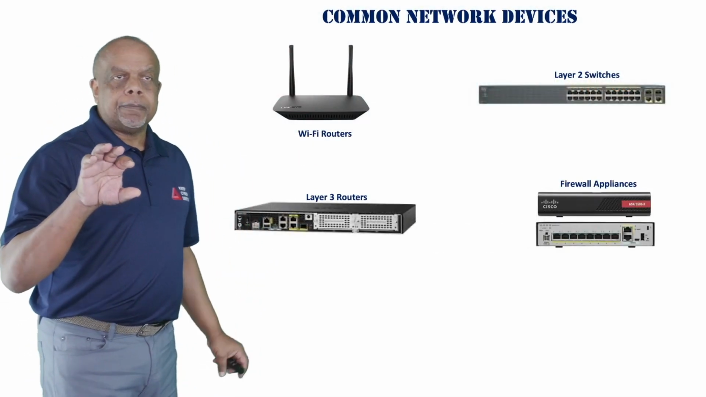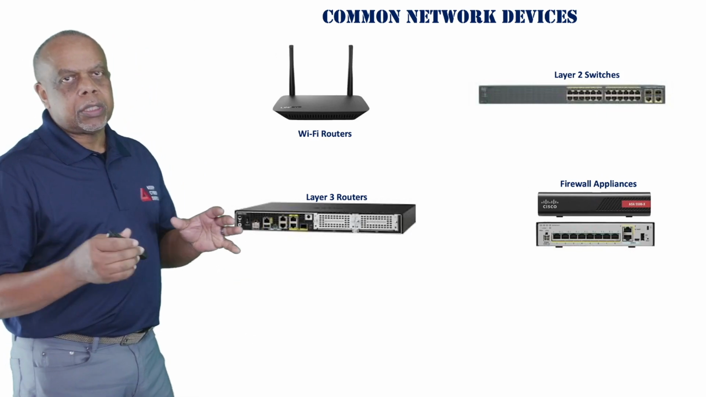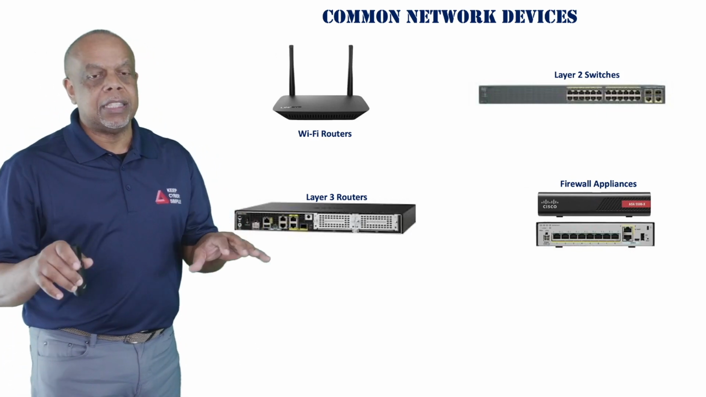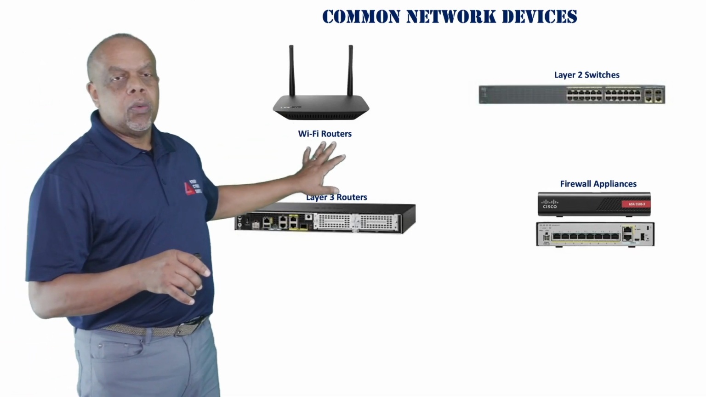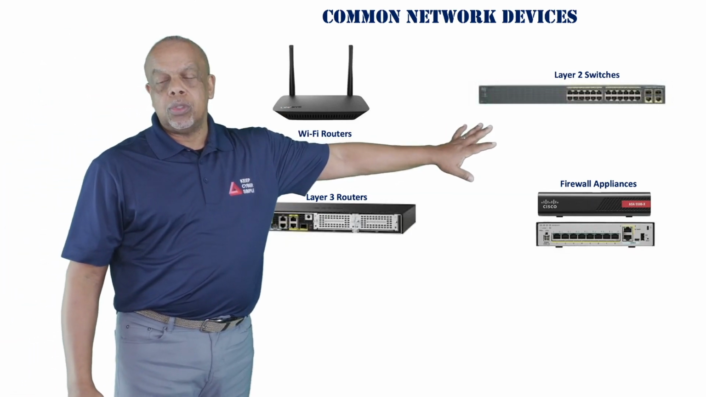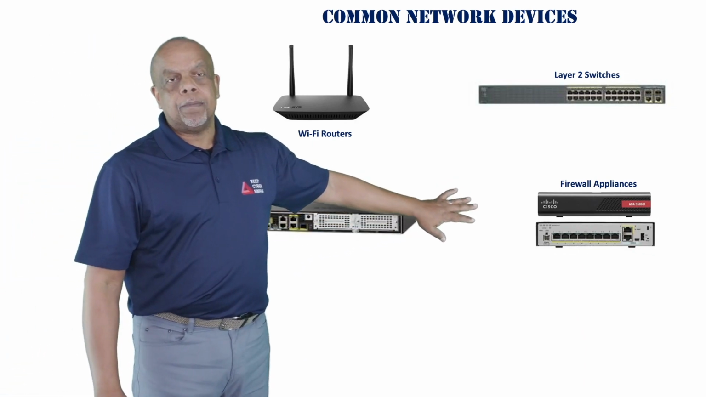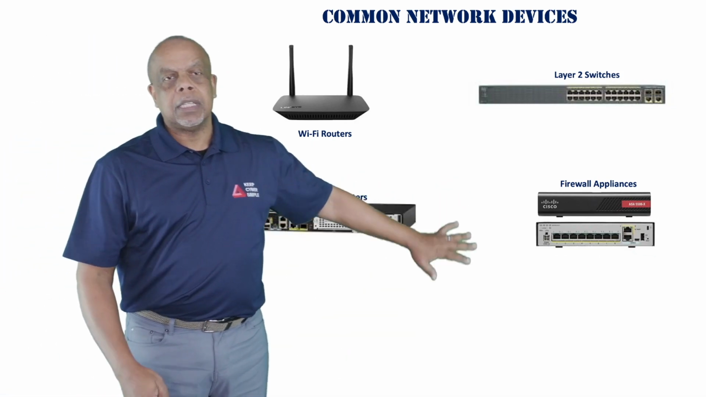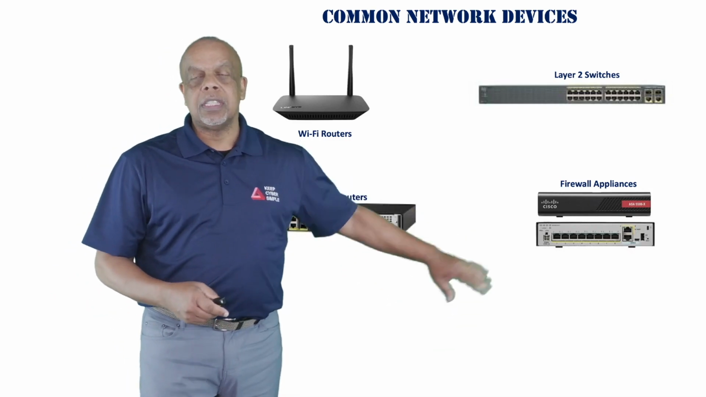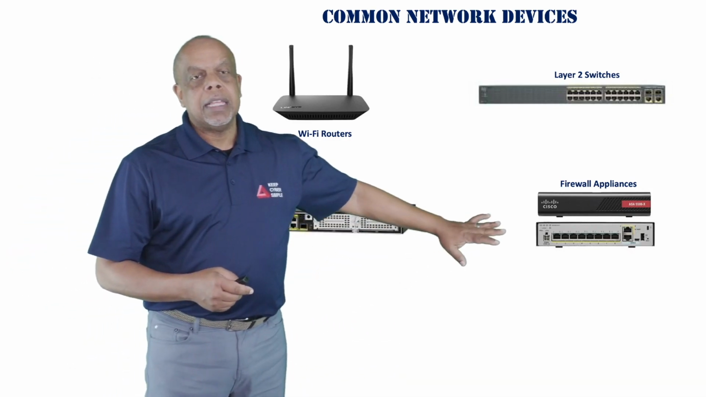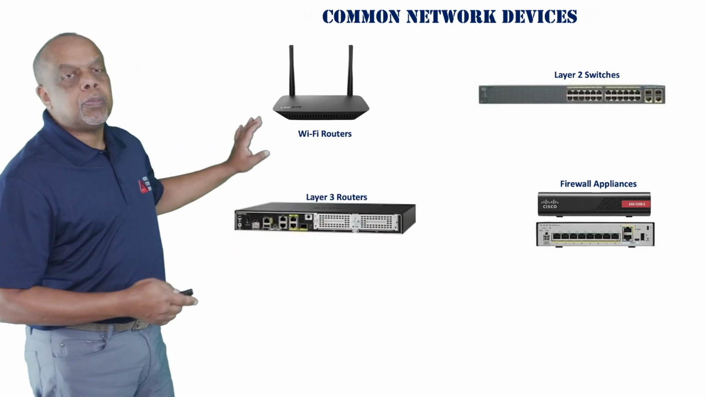When we think about some of the common network devices that we're using within this class, in this environment, really your in-home Wi-Fi routers, layer 2 switches, as well as layer 3 routers, and firewalls, firewall appliances. If you're familiar with Cisco, they call these ASA, Adaptive Security Appliances devices. We're just going to cover these briefly, okay?